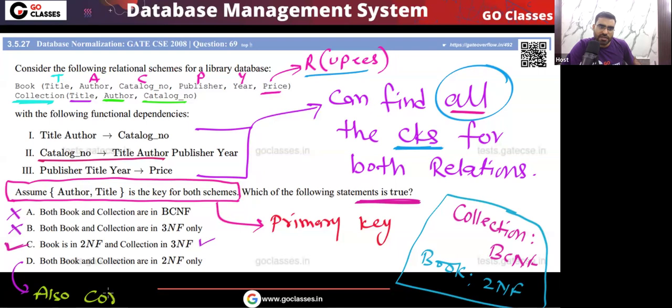This is also correct. But what is the best choice? This is the better. Yes or no? Because collection is 3NF, that covers 2NF. Okay, so this is the best choice. Actually, both are correct. Option C, D, both are correct. But C is the best choice.